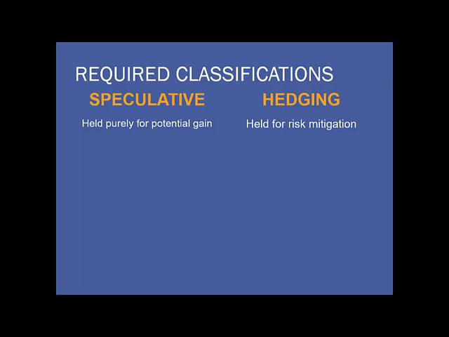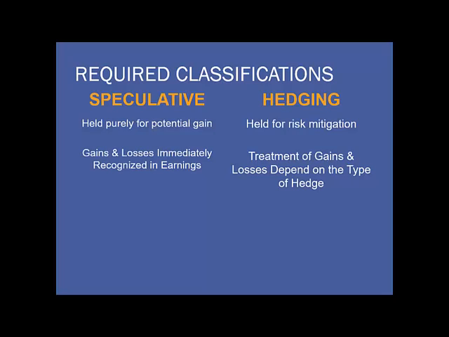Now, held purely for potential gain, think of day trading. I'm going to buy it this morning. I know there's going to be fluctuation. I'm going to sell it this afternoon. I want a quick gain. Gains and losses are immediate. They're recognized in earnings, not other comprehensive income. These are the new rules according to the classification.